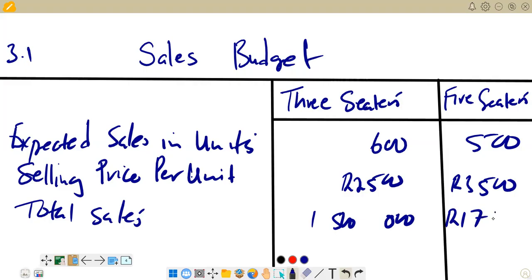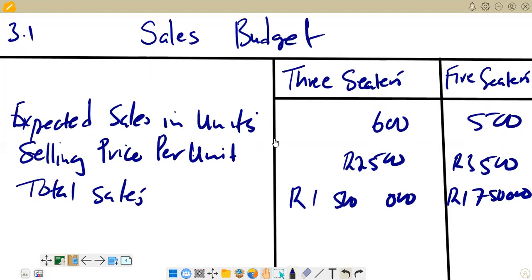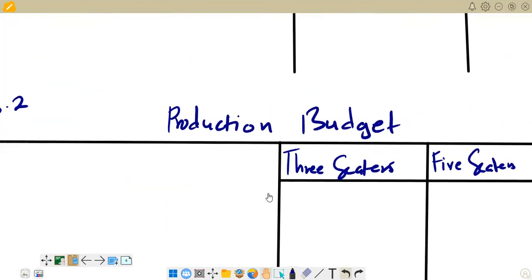1,750,000. 750,000. So this is what we have, and also here we should show that it's the value we are expressing in terms of value. Then this is what we have in terms of sales budget. We go to the next one, which is the production budget.